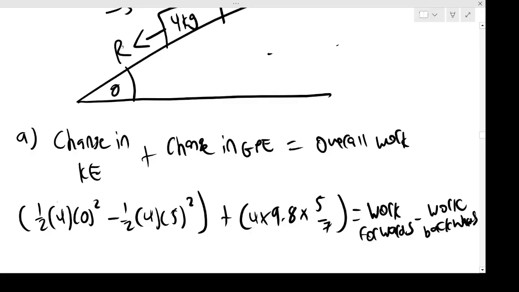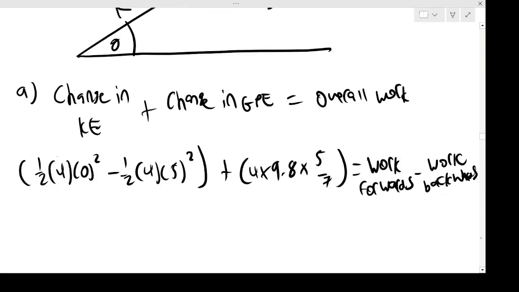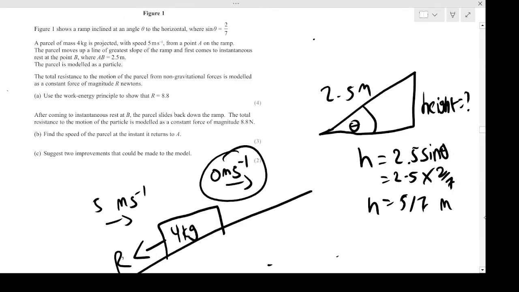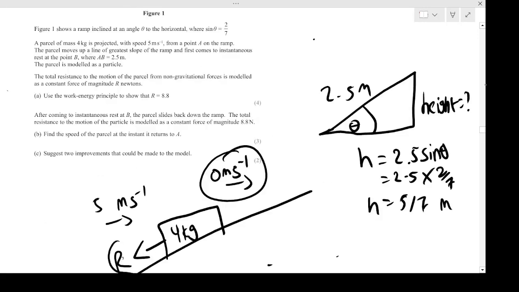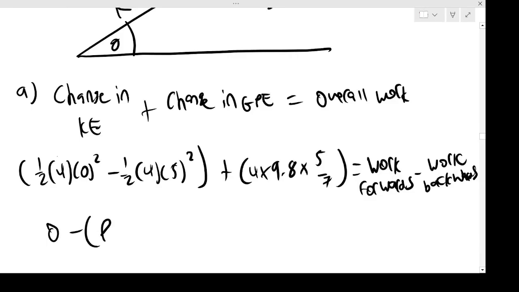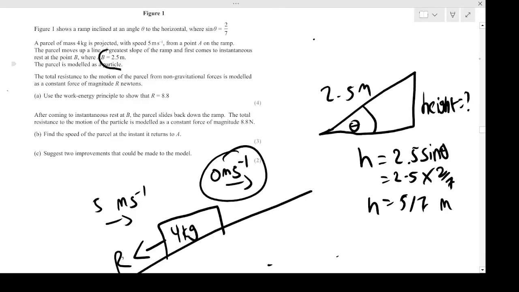Okay, so if we just simplify this, of course there are no forward forces, so that's good. So work forwards is 0. Take away the work from backward force. Well, we know that the backward force is this R. So the work done by R is going to be force times distance, so R times the distance, which is 2.5. Okay, because again, remember, we're told the distance is 2.5.